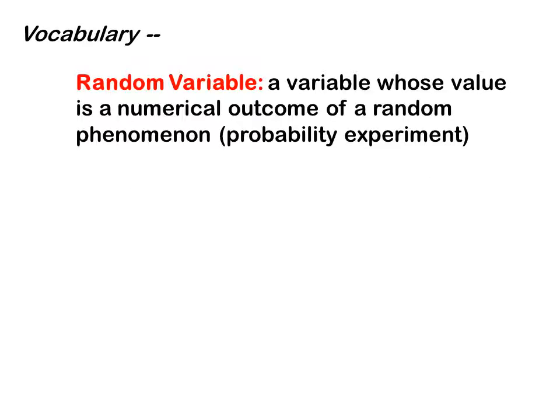In this chapter, we're looking at random variables. A random variable is a variable whose value is a numerical outcome of a random phenomenon, being a probability experiment.